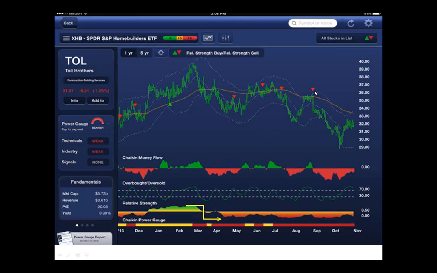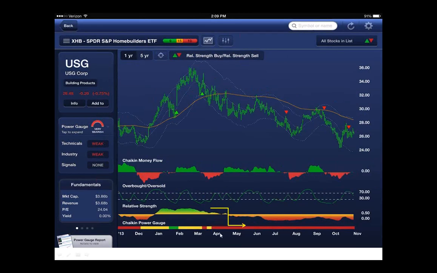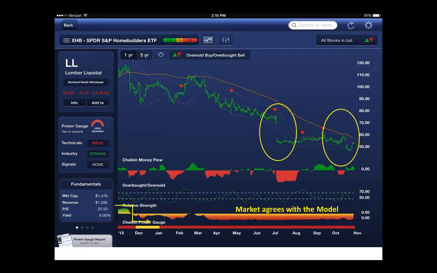So these, again, are your short opportunities, your put opportunities. USG, another one. Negative Power Gauge, very bearish. You've got negative relative strength. You've got sell signals. You've got another opportunity. And finally, Lumber Liquidators, which had this big break.